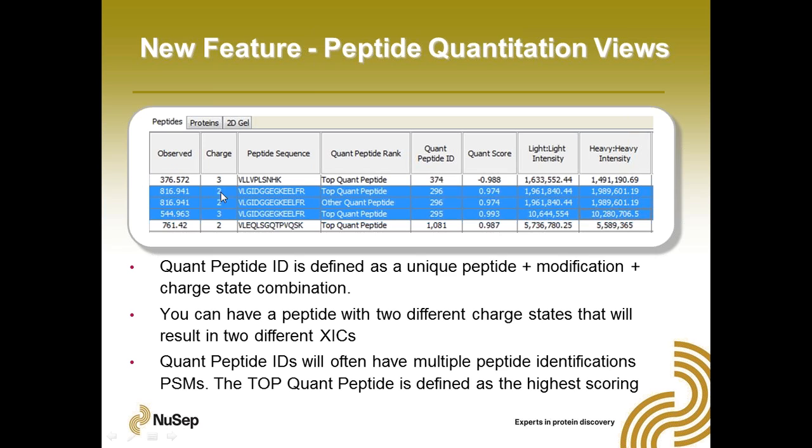So if I pick view unique quantitative peptides, I will get basically a list of two peptides. I will get these two tops, and I will hide the other. Those are my unique quantitative peptides.